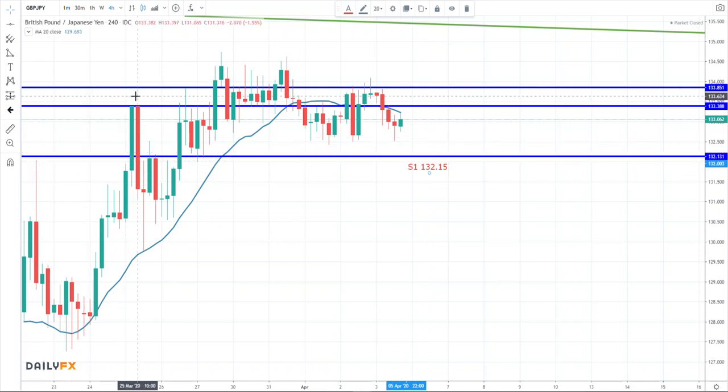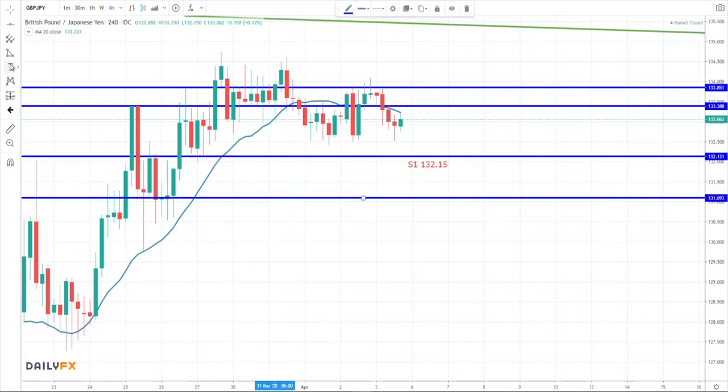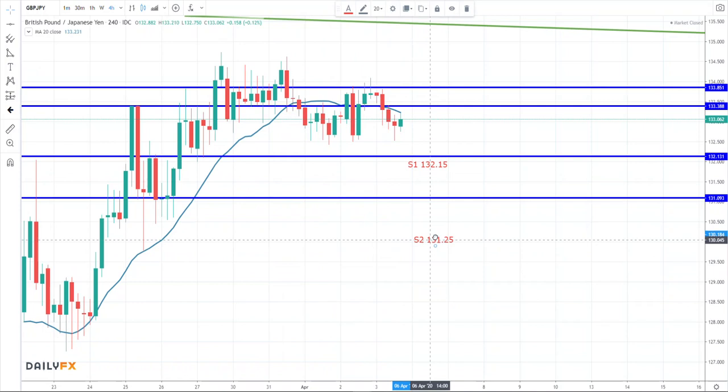Price couldn't pierce that line, it did, and then was quickly rejected. That makes it our first support zone. If we pierce through that, 131.25 would be our next support. It's about 100 pips down or so. And 100 pips is not that big of a deal for the pound yen.